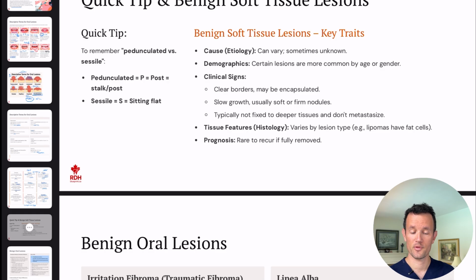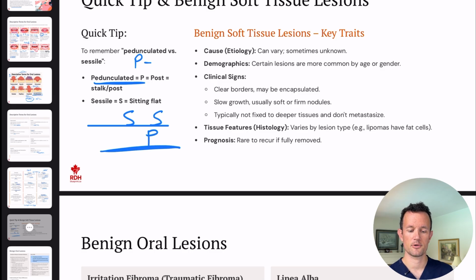Quick tip, for those that it helps, pedunculated, you can think like a post. Sessile is smooth. I think of sitting flat. And I like the way you put an S on a flat line, it kind of blends right in, doesn't it? Versus a P stands out.